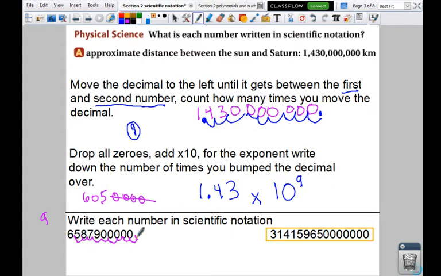So I moved my decimal over 9 times, and I now have 6.5879. And now I'm going to go times 10. And my exponent is exactly the same as the number of times I moved my decimal. Times 10 to the 9.